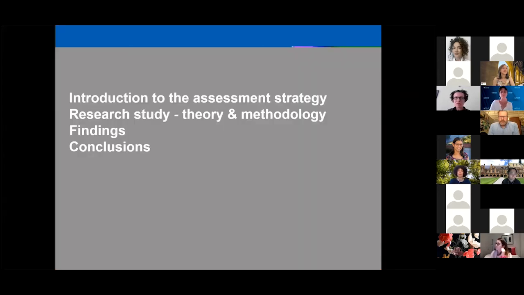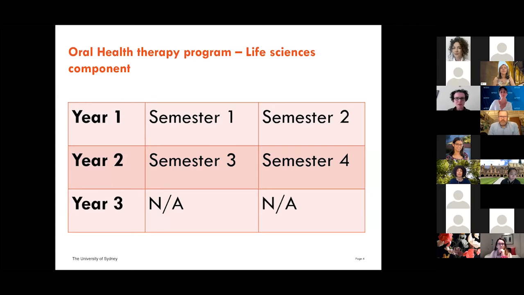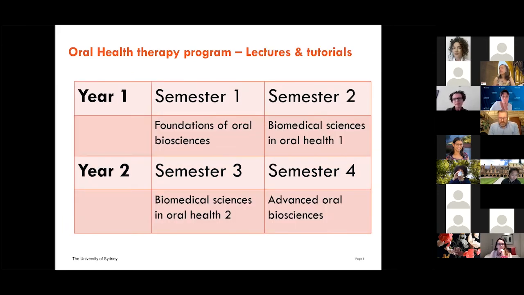So the talk essentially has two components. I'm firstly going to introduce the assessment, and then I'm going to introduce the research study. Just to provide a little bit of context, when I talk about the longitudinal assessment, it actually occurs over 4 semesters in year 1 and year 2 of this 3-year program. And there are various stages of learning the biosciences as we advance through the 4 semesters. There's a foundational component, then 2 semesters of biomedical sciences, and then finally advanced biosciences.